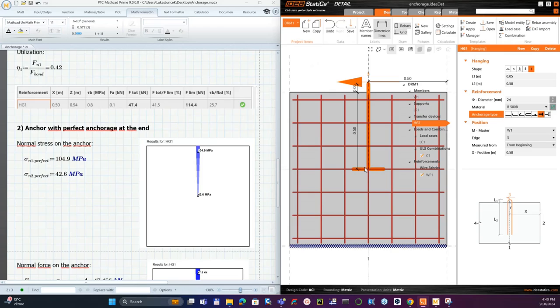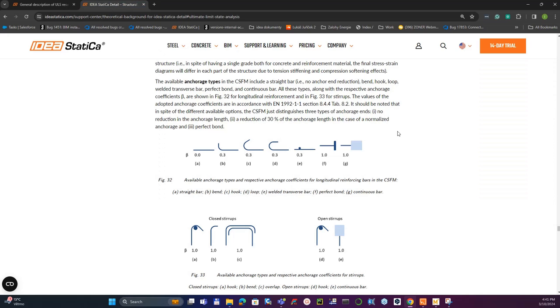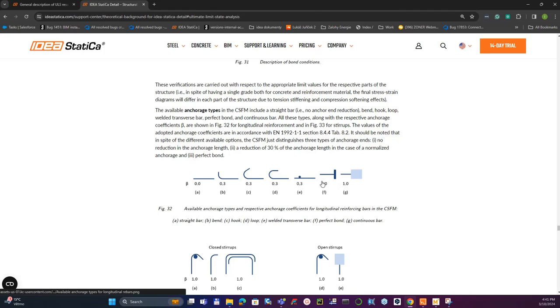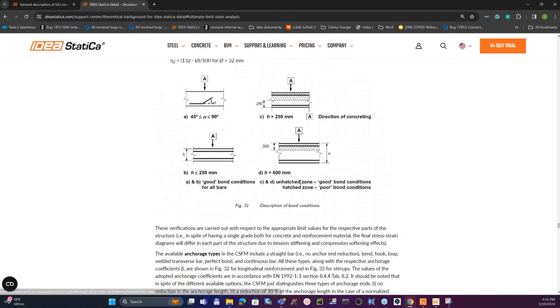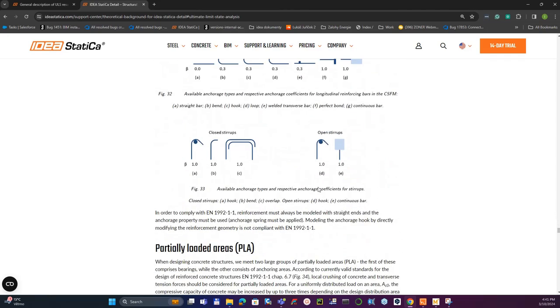So you can see there will appear some sign that it's a perfect bond, and right now tell me what does it mean. So if I come back here, I go to this IDEA StatiCa theoretical background. So based on the anchorage shape, we consider what is called the beta factor, that is 1 for these two anchorage shapes, 0.3 for a hook, loop, some welded bars, and 0 for straight bars. And you can check the values in the theoretical background.